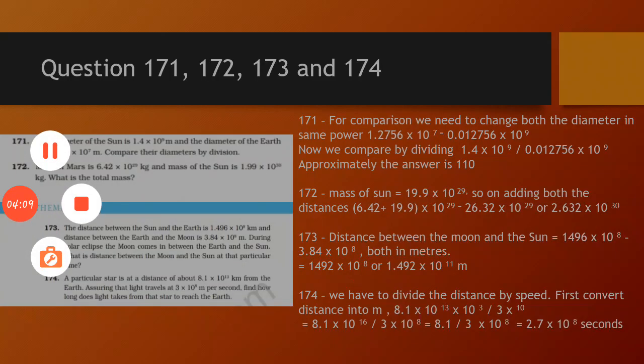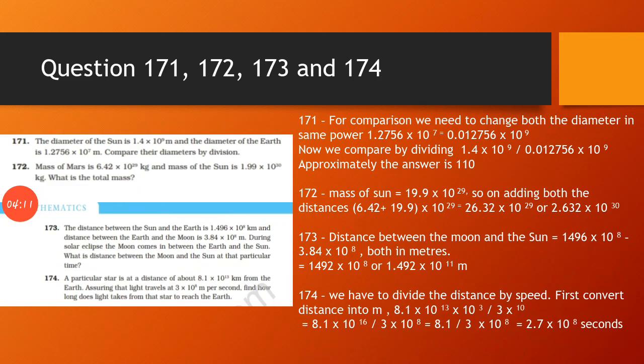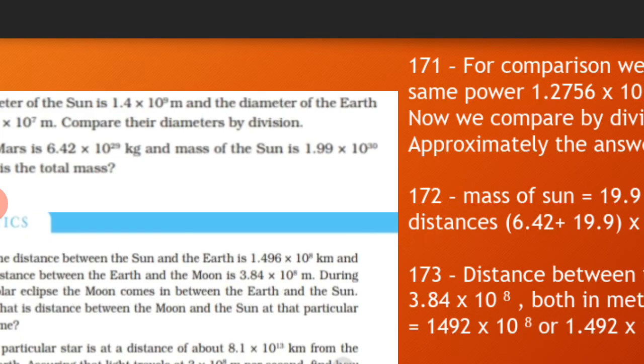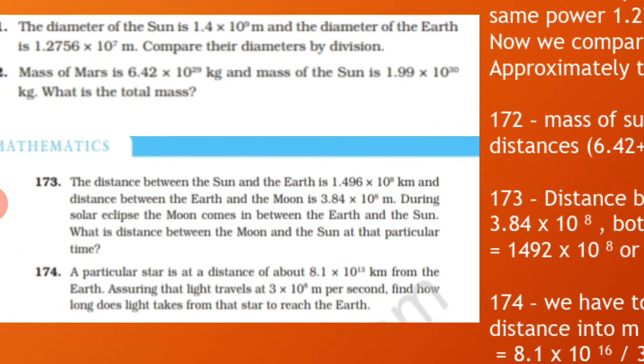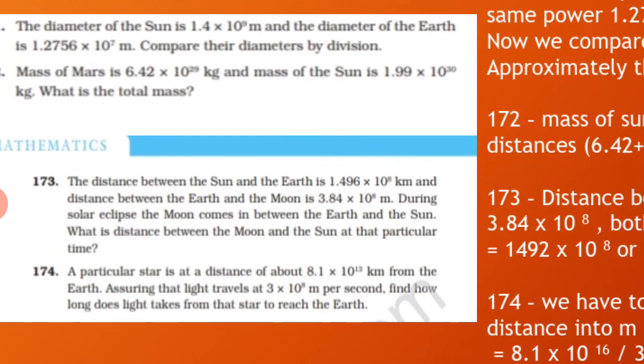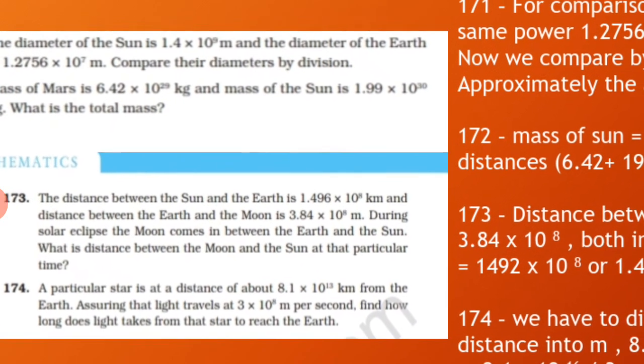Now come to question number 171, 172, 173 and 174 of exemplar. First question, the diameter of the sun is 1.4 into 10 raised to power 9 meters, and the diameter of the earth is 1.2756 into 10 raised to power 7 meters. Compare the diameters by division.